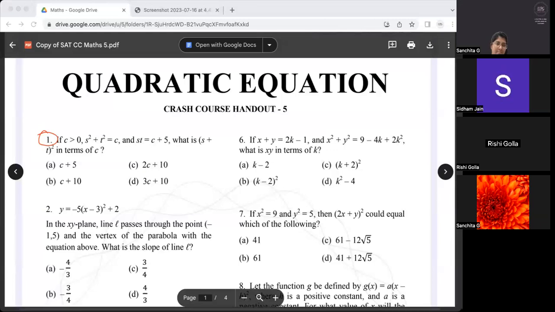D, 3%. Yes. Very good, Rishi. Yeah, ma'am, what is the answer? Oh, ma'am, I'm still doing it, 1 second. Okay. Very good, Siddham. You can start with 2, 3, 4, 5. Rishi, you should be done by now. Time management. 1 second.